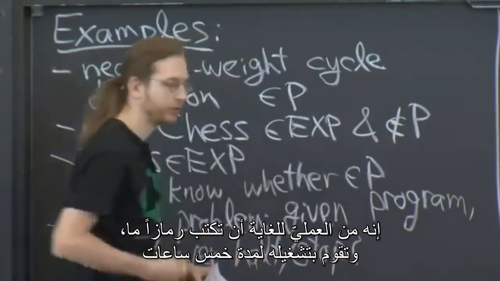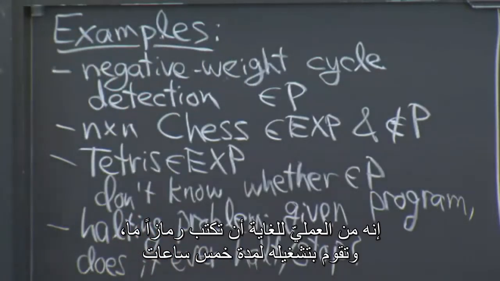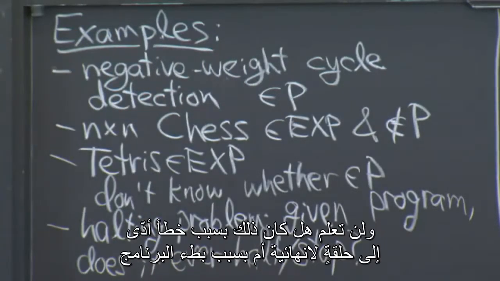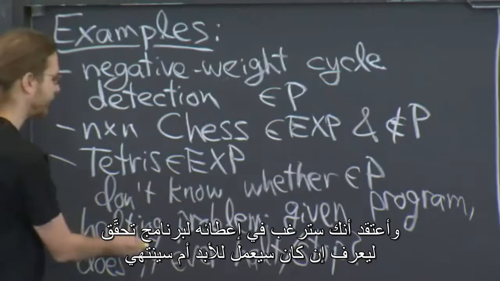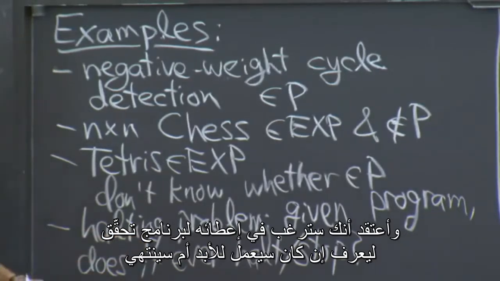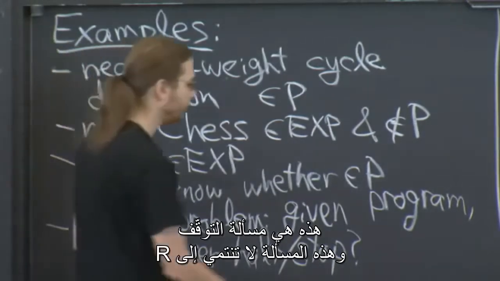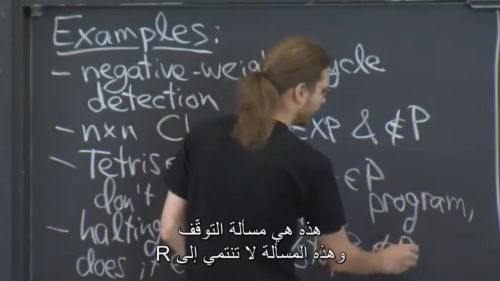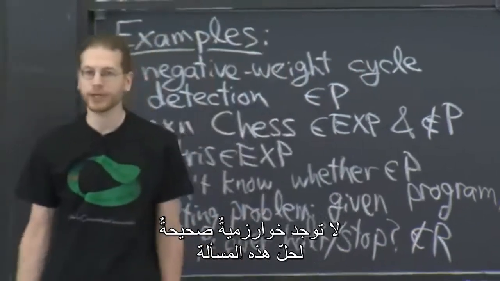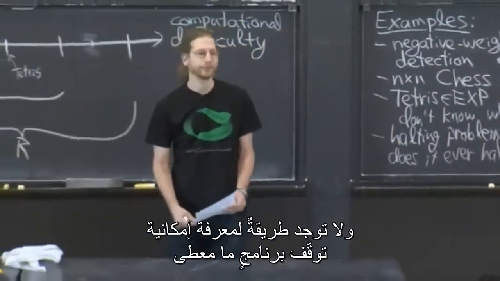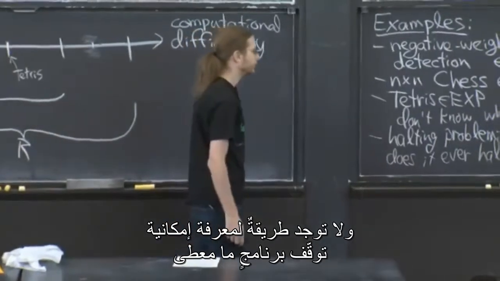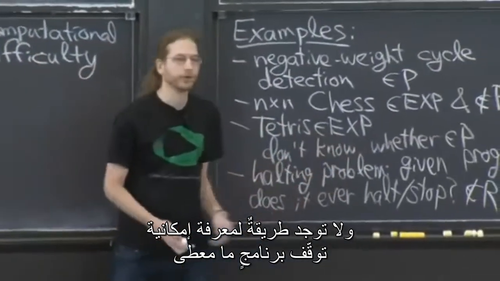This would be really handy. You know, you're writing some code, and you've run it for 5 hours, and you don't know, is that because there's a bug and you've got an infinite loop, or is it just because it's really slow? So you'd like to give it to some other checking program that says, will this run forever or will it terminate? That's the halting problem. And this problem is not in R. There is no correct algorithm for solving this problem. There's no way to tell, given an arbitrary program, whether it will halt.